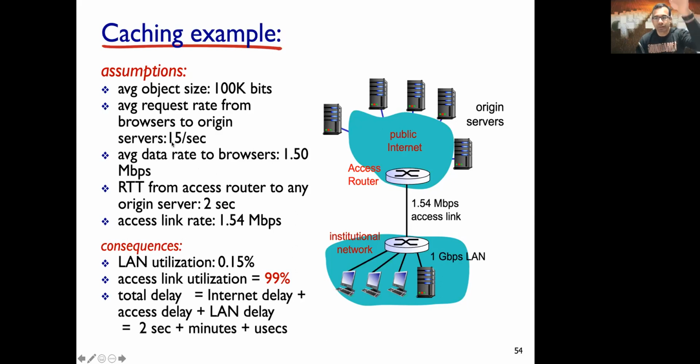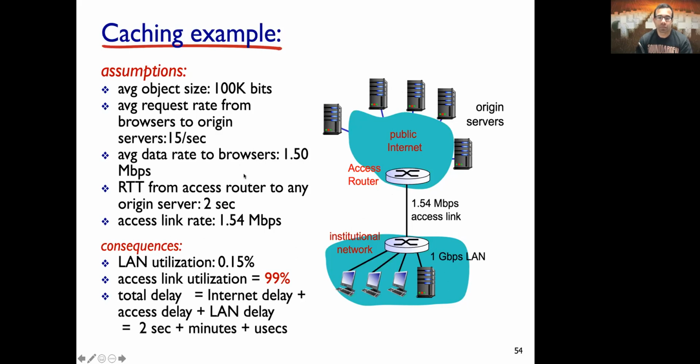And remember, these 15 responses will each contain objects of that size. So the total incoming traffic here will be 1.5 megabits per second. 15 times 100 gives you 1.5 megabits. So the total incoming traffic on this network, and even on this network, is 1.5 megabits. We assume that the round trip time from this access router to the origin server hosting these objects and back is 2 seconds. So the latency on the public internet is 2 seconds.